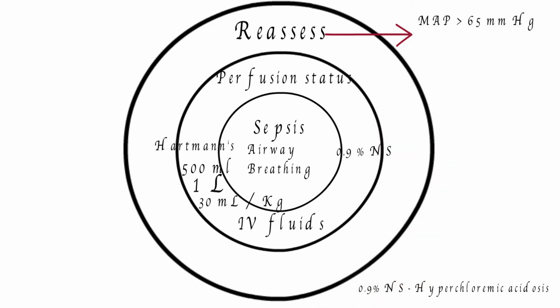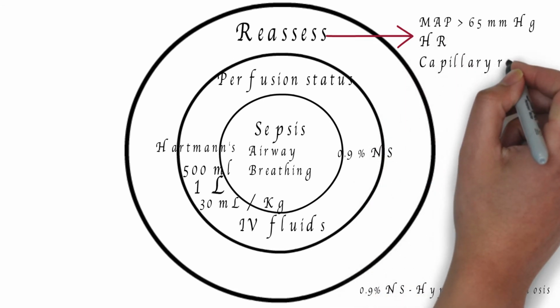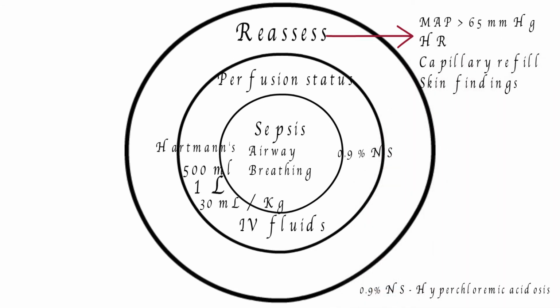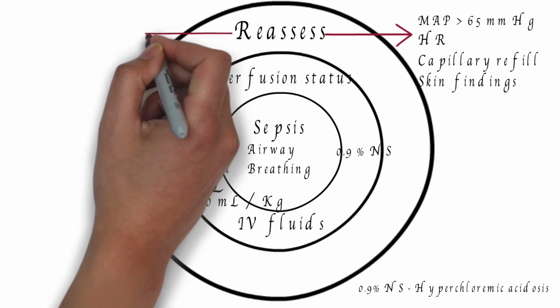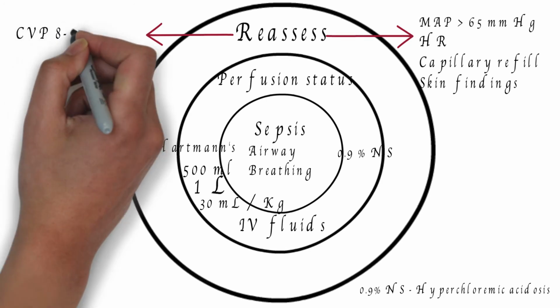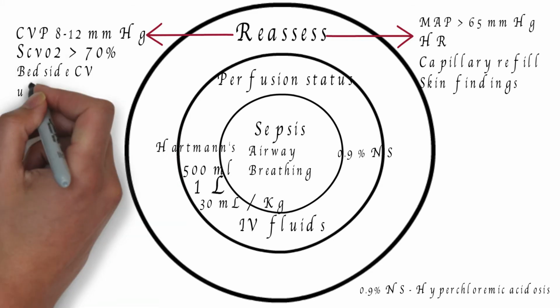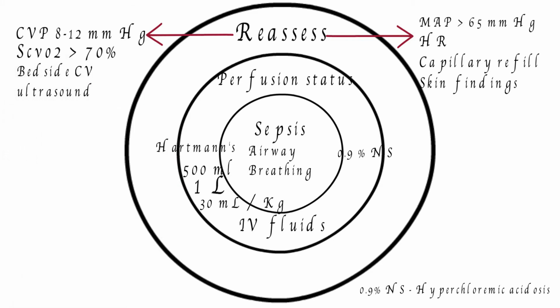Try to maintain MAP greater than or equal to 65 millimeter of mercury. Look at heart rate, capillary refill, skin findings, and also you can look at urine output. If patient has a central line and resources are available, then please look at CVP. Try to maintain it between 8 to 12 millimeter of mercury, and also try to maintain superior vena cava oxygen saturation greater than 70%. You can also use bedside cardiovascular ultrasound.